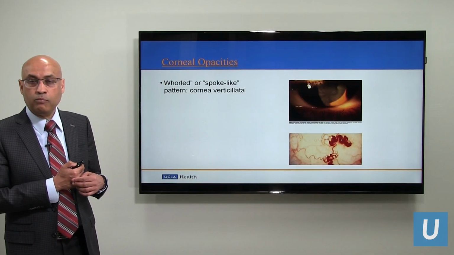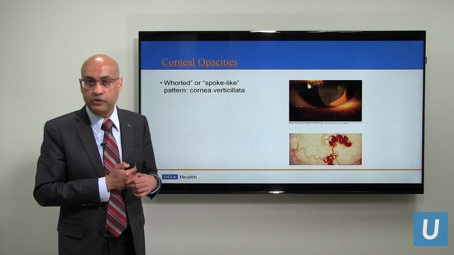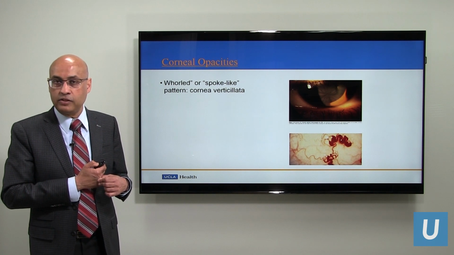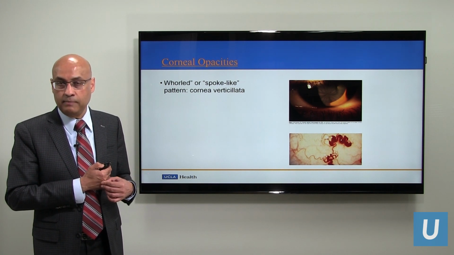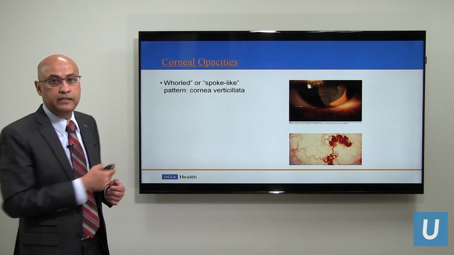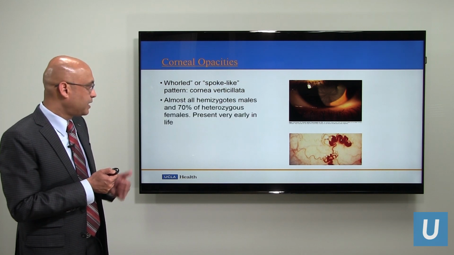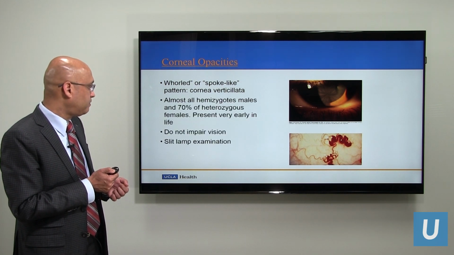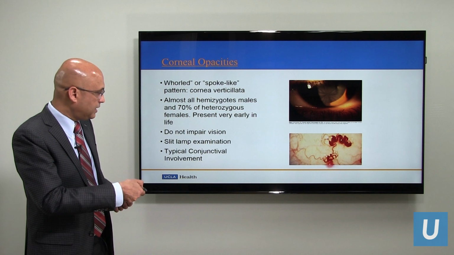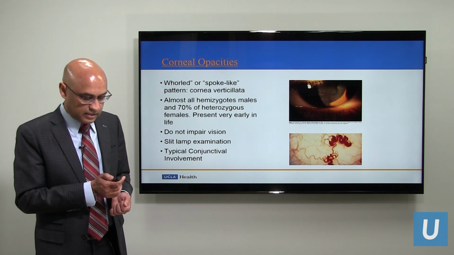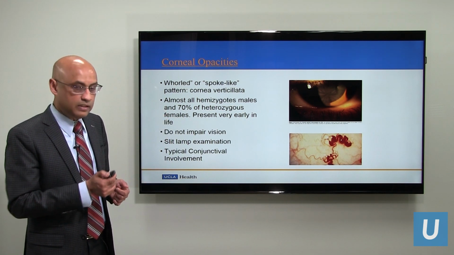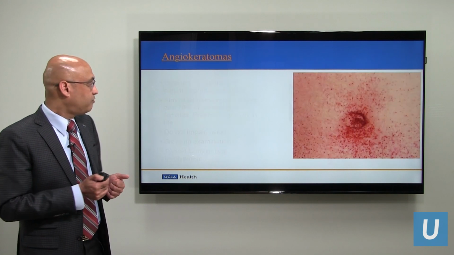And if they see this, most of them will actually refer them to a Fabry specialist. But if you have this in your diagnosis when you go and see your eye physician, and you're not being referred to a Fabry specialist, you should actually refer yourself, because every patient who has this finding should be tested for Fabry disease. And it starts early in life, it does not impair vision, and it's seen on slit lamp. And then on the conjunctiva, you can also see these vessels. So these are the conjunctival findings that we see. But the key thing over here is the cornea verticillata. So if you have this, you should definitely be tested for Fabry disease.